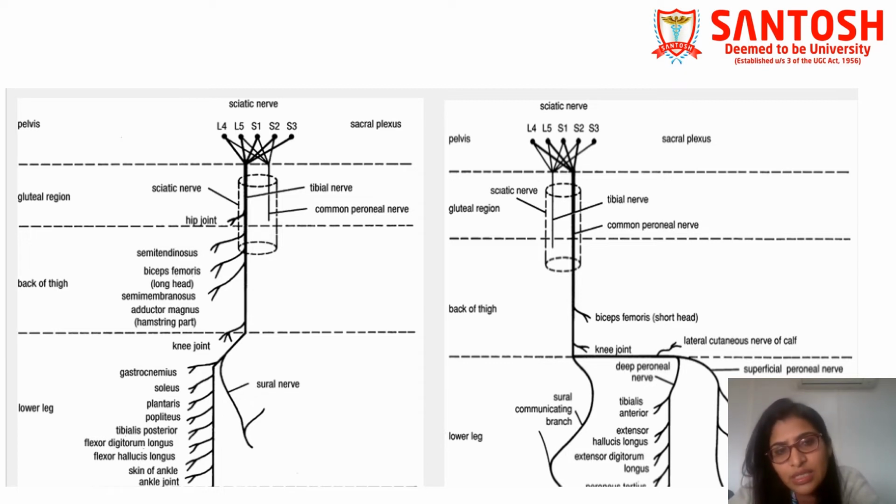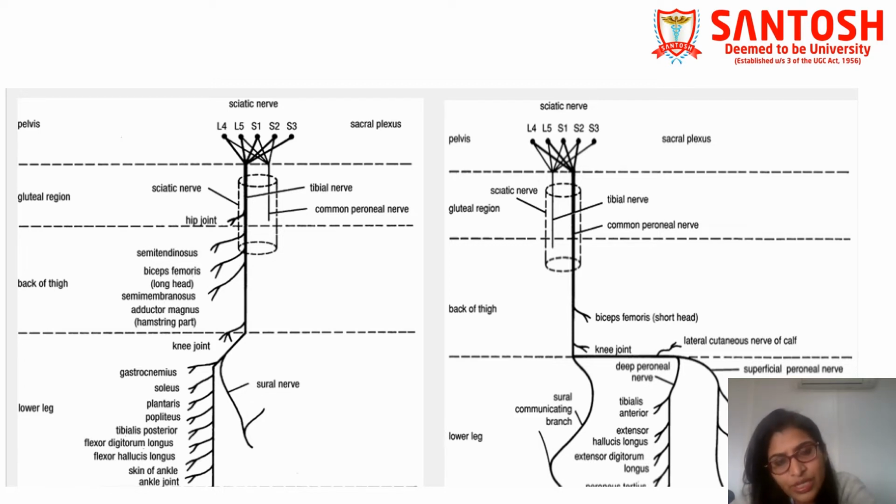So you can see it is coming from the sciatic nerve, from the sacral plexus, L4, L5, S1, S2 and S3, and then how this sciatic nerve goes into the gluteal region, back of thigh and lower limb, and here the same gluteal region, back of thigh and lower leg. So you can see the tibial nerve and the common peroneal nerve.